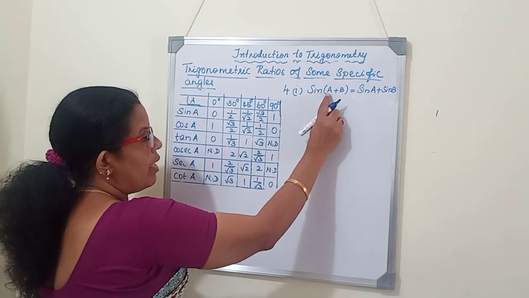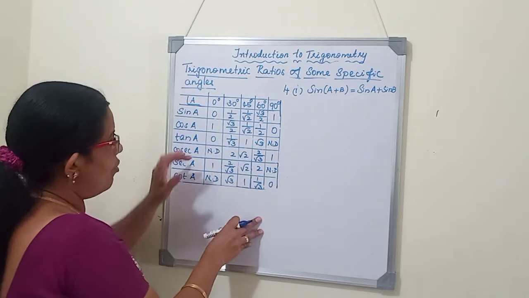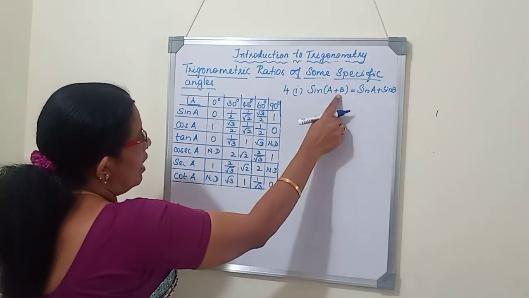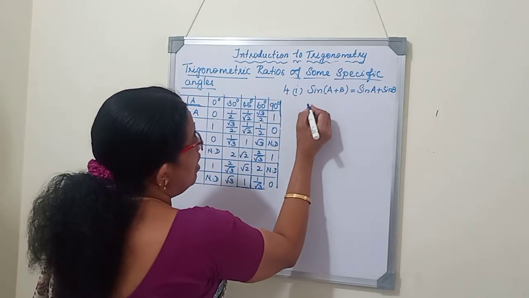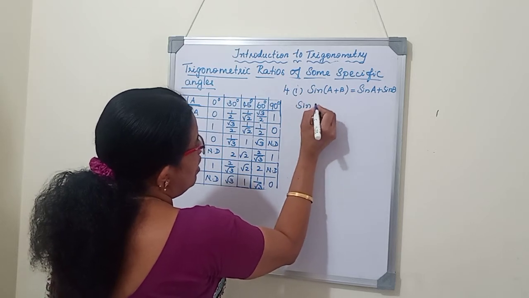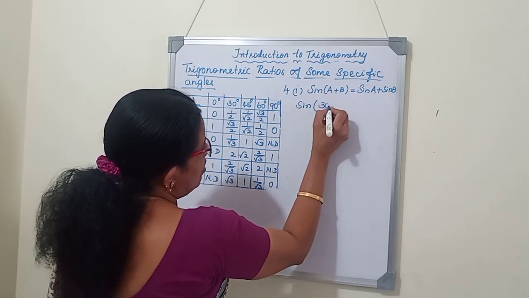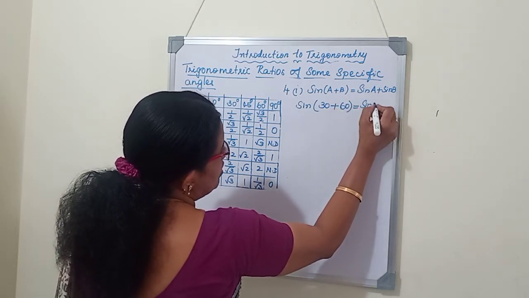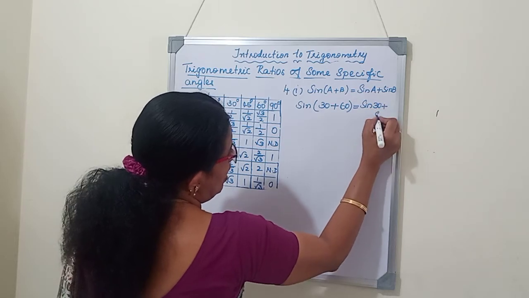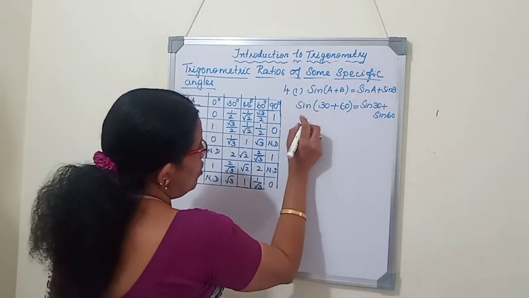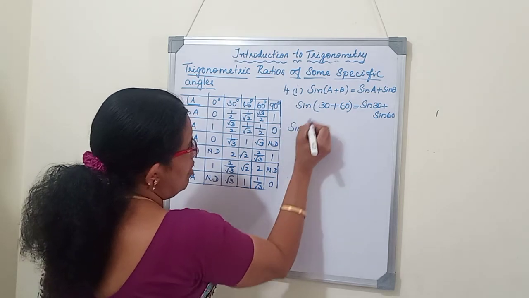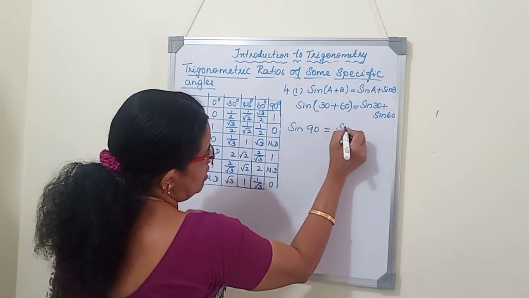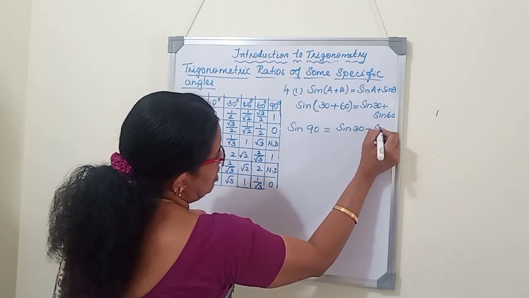So here a and b can be any number. We will take specific values for which we know the value. So a I will take 30 degrees and b I will take 60 degrees. So I will write sin(30 plus 60) on the left side, and sin 30 plus sin 60 on the right side.